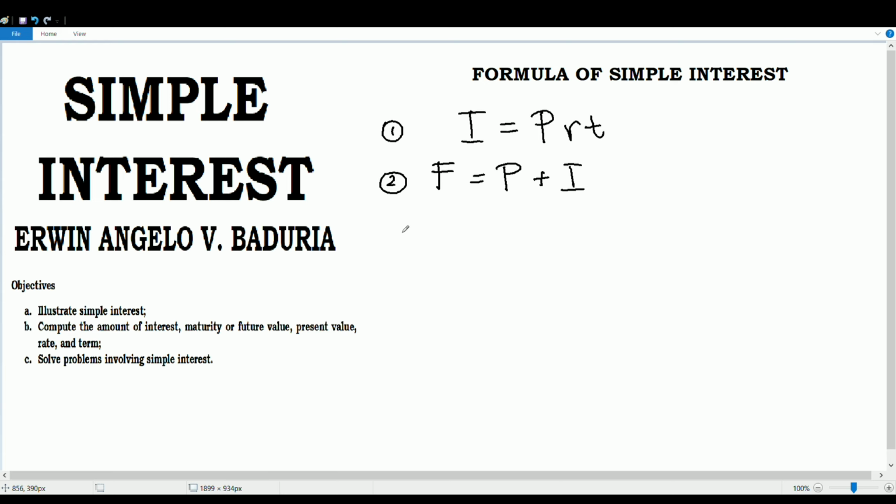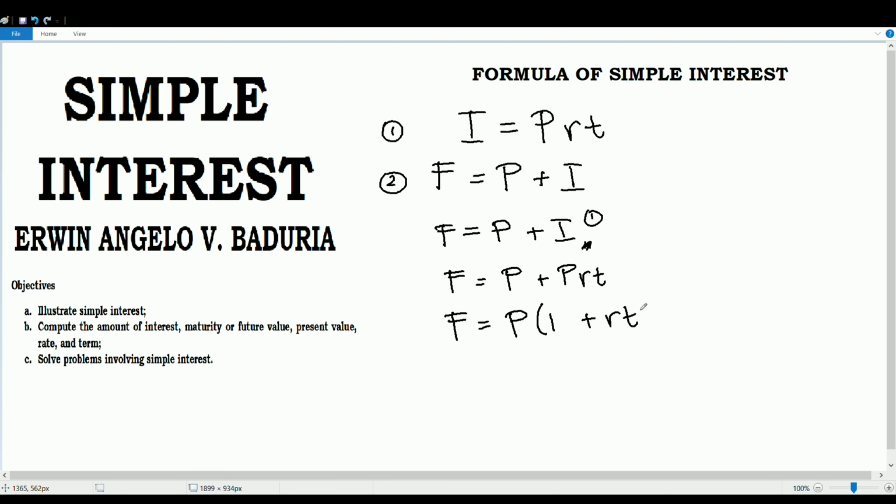Now for the third one, let's derive the third formula when the interest is not given. In order to do that, let's manipulate our second formula, that is F equal to P plus I. We know that I, from our first formula, is equal to PRT. So I can substitute PRT for I here. Applying the common factor on our right side, we will have P times 1 plus RT. So this is our third formula.